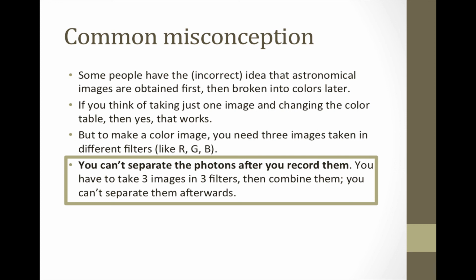Some people have this misconception that you collect the data first and then break it into colors later. But it's really not. It really is taking them separately. It's true that we've been talking a lot about taking one image and changing the color table. And so, yeah, you are kind of breaking it into colors. But when you're talking about making a 3-color image, you need 3 different images. And you take something for the red plane, something for the green plane, something for the blue plane. So unless you have a really, really sophisticated instrument, you can't separate the photons after you record them. So you have to take the images in each filter separately.